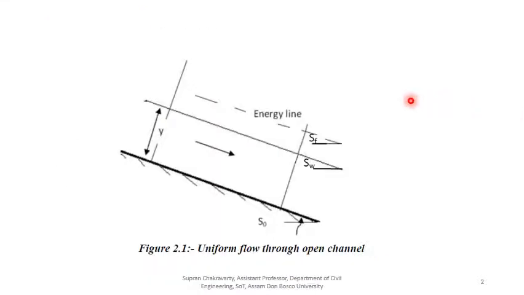So this is the diagram we are talking about. See, the energy line, the water surface and the channel bed are all parallel to each other, and if these are parallel, that means each line is making the same angle with the horizontal, and the slope will be equal. So these three slopes are equal because these three lines are parallel.